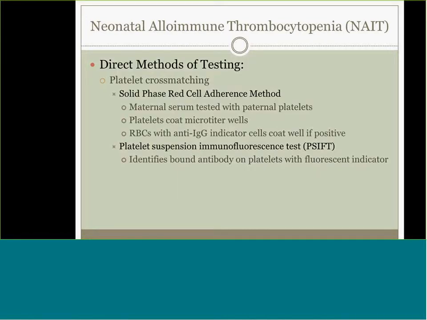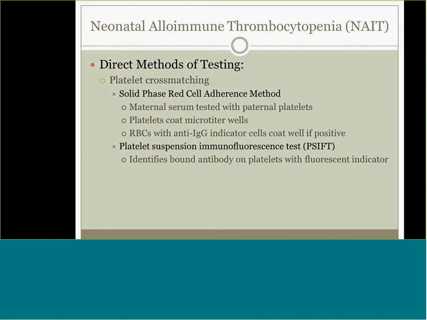You can do a direct platelet cross match. There's something called the solid phase red cell adherence method, the SPRCA. Maternal serum is again tested with paternal platelets. You have to set up the test so that you have the platelets coated on microtiter wells, and then you use red blood cells with an anti-IgG as your indicator, which will then coat nicely along the plate if it's positive.